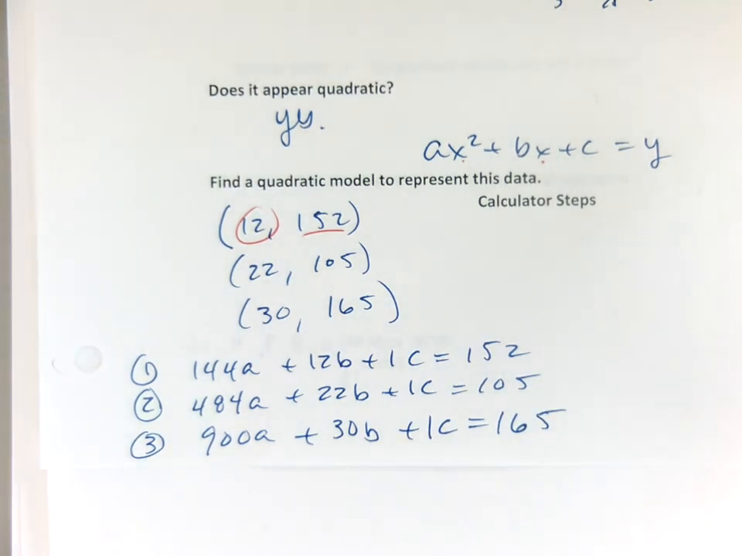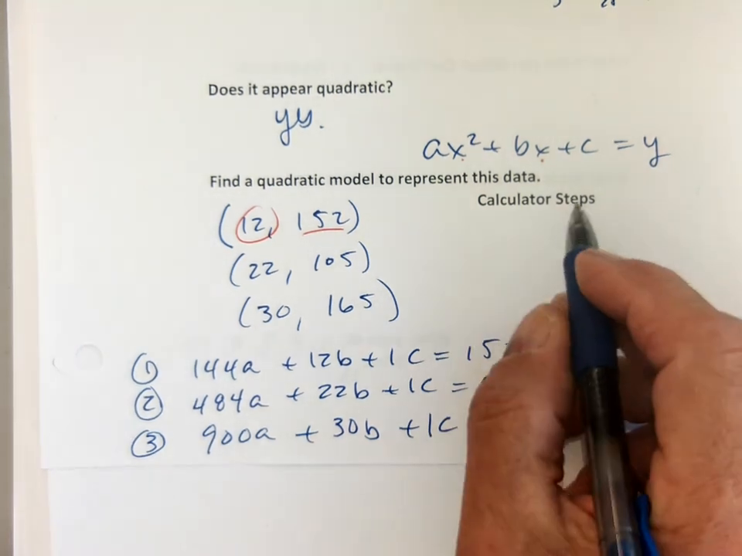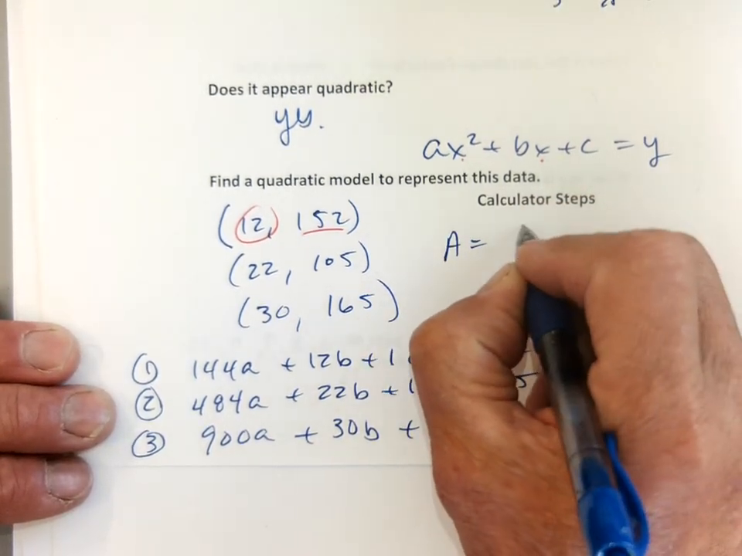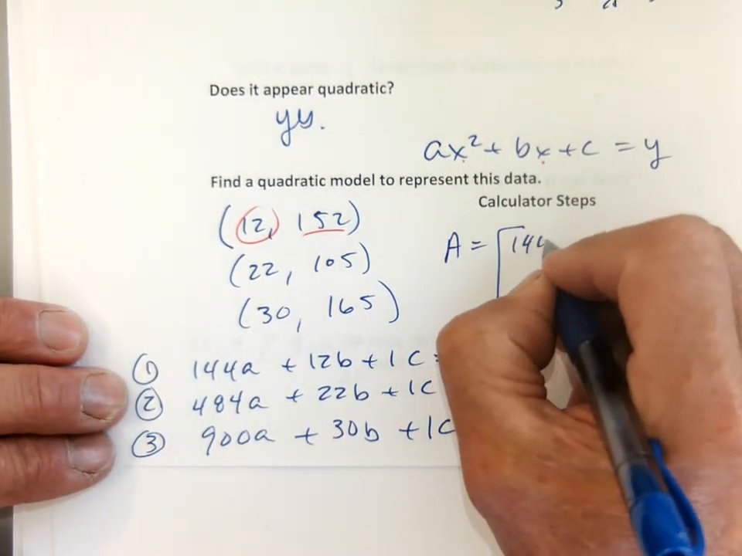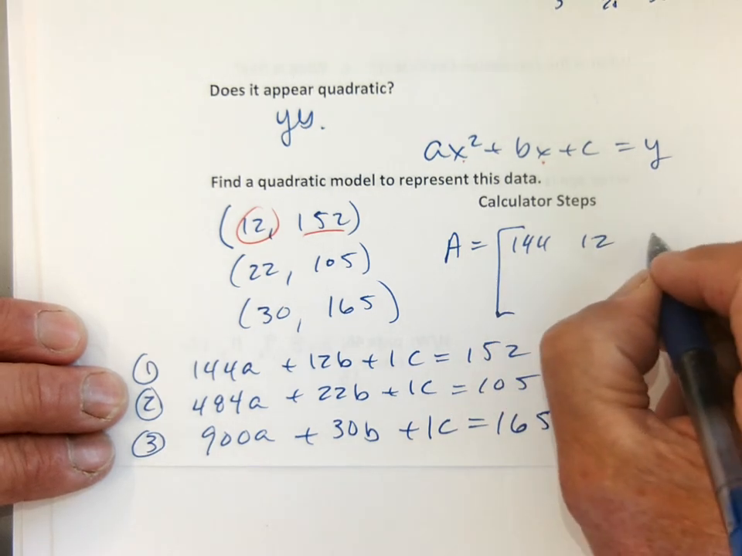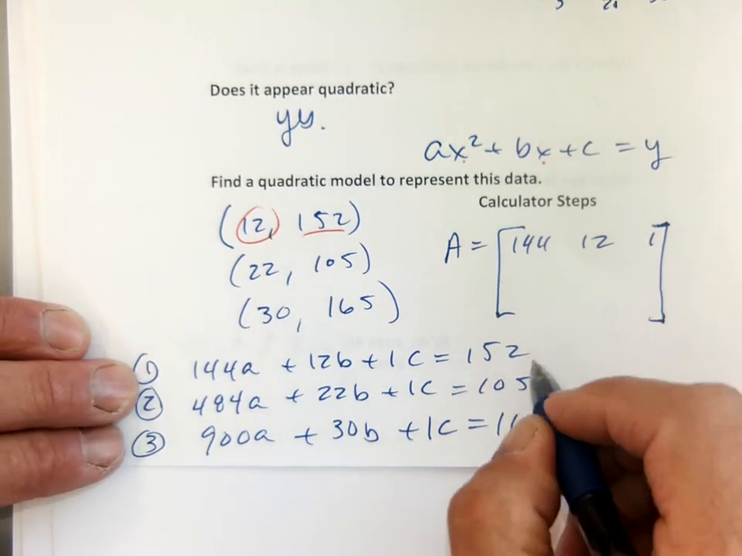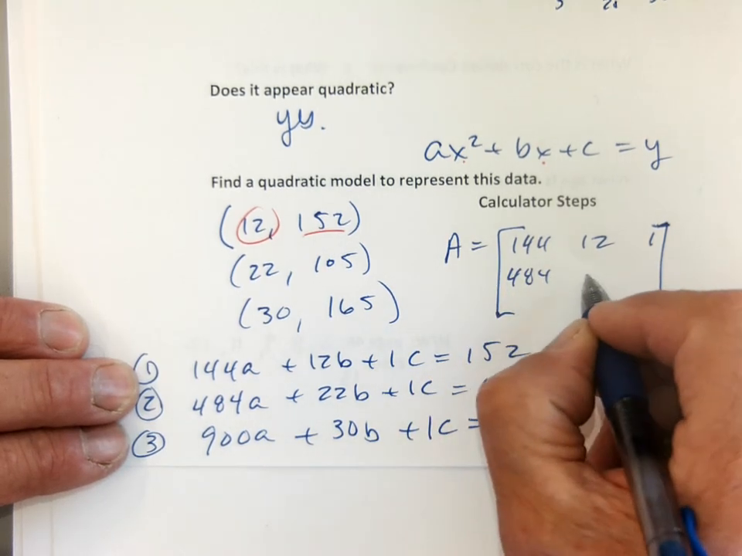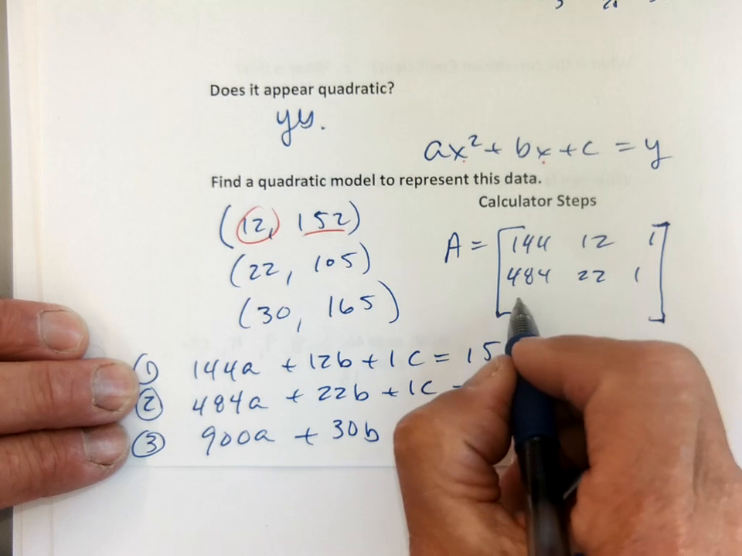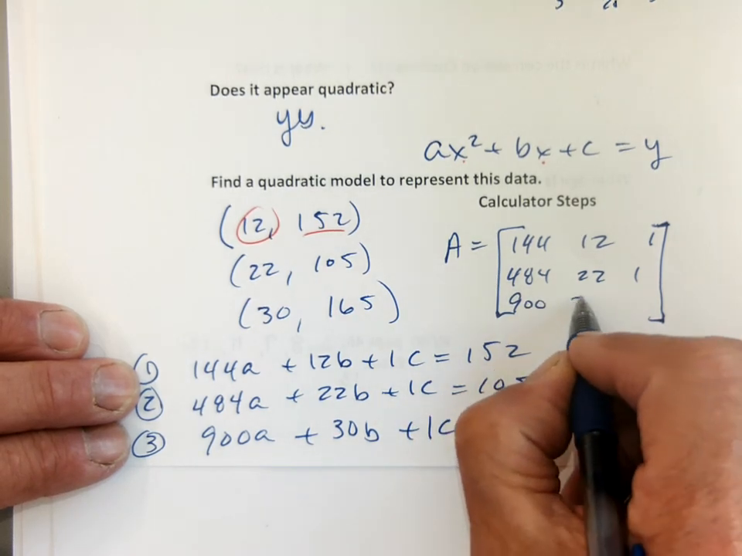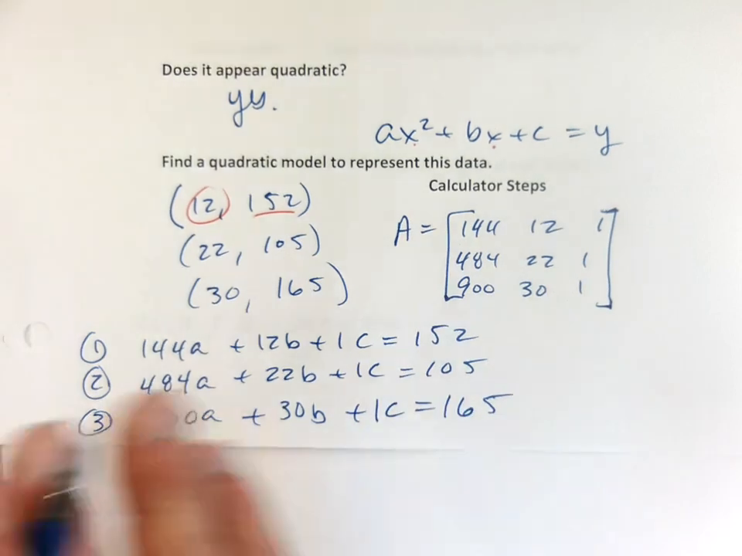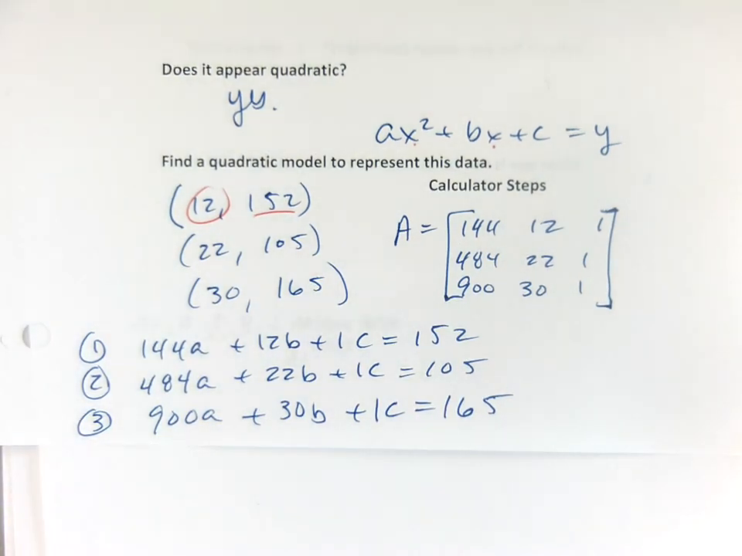We saved ourselves the headache of solving this the hard way, right? By elimination method. We could do it by elimination method, but we realized that what we have is matrices. We got a matrix A, which is our 144, our 12, and our 1. 484, 22, and 1. 900, 30, and 1, right? Isn't it nice that we kind of know what we're doing? We did the work 15 minutes ago to set ourselves up now.